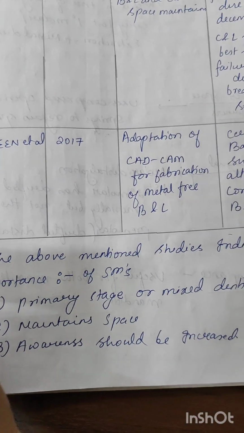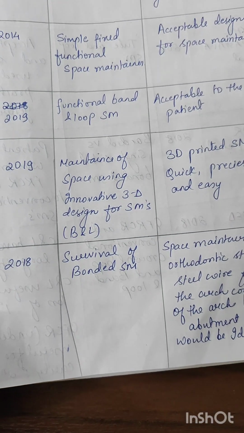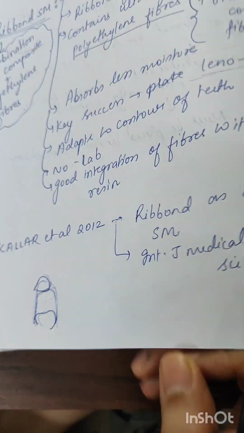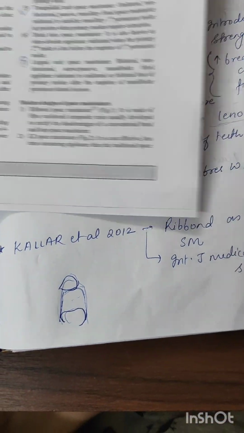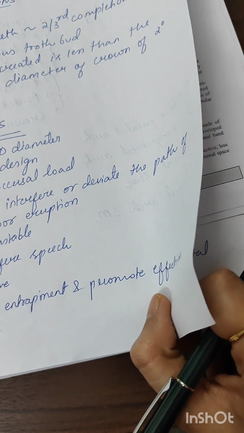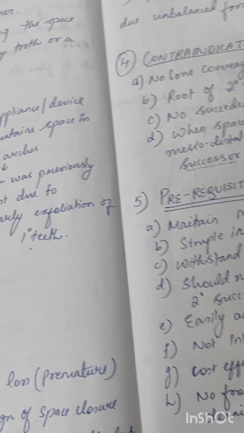So I hope this was clear. We have covered the critical evaluation, all the various studies which have been done, the modern design, the conventional design, the indications, contraindications, how to do a case selection, factors affecting the planning, definition, classification.